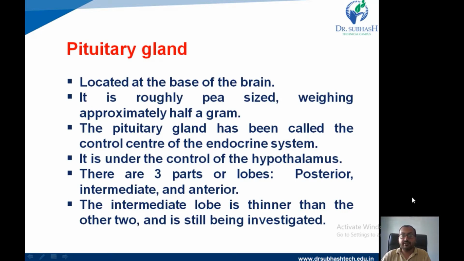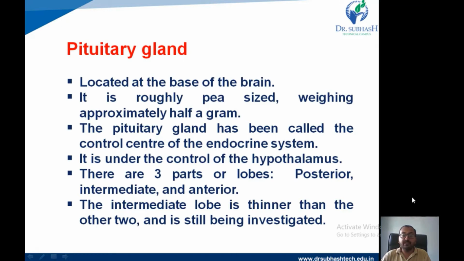The pituitary gland is located at the base of the brain. It is roughly pea-sized, weighing approximately half a gram. The pituitary gland has been called the control center of the endocrine system. It is under the control of the hypothalamus. We will discuss it during the control mechanism too.